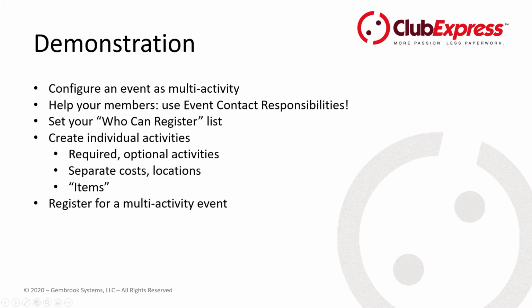So in today's demonstration, we are going to focus again on the details of creating a multiple activity event. We're going to help our members using event contact responsibilities, set our list of who can register for the event, create those individual activities, and talk about required activities versus optional activities, configure separate costs and locations, and add a couple of items. And then the last thing that we're going to do is go through the process of registering for a multiple activity event as a member.